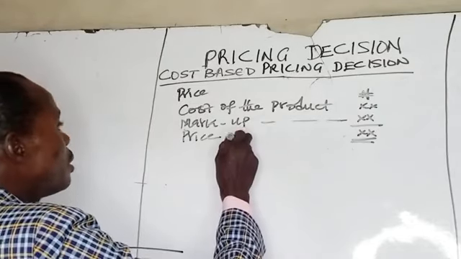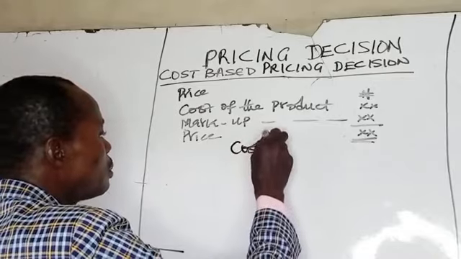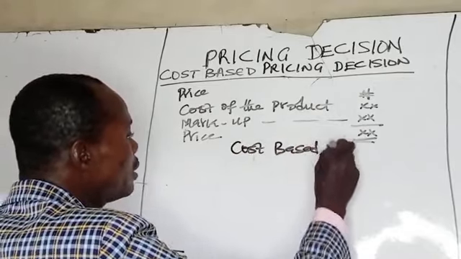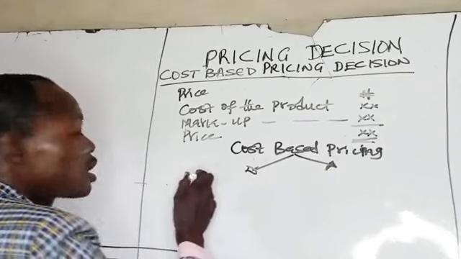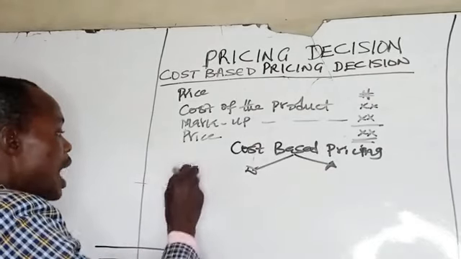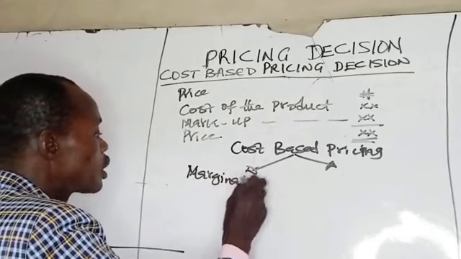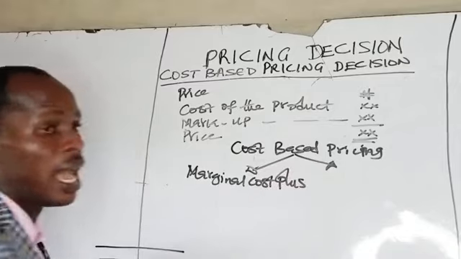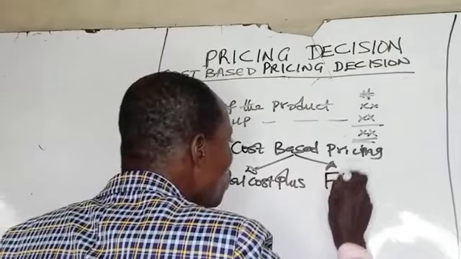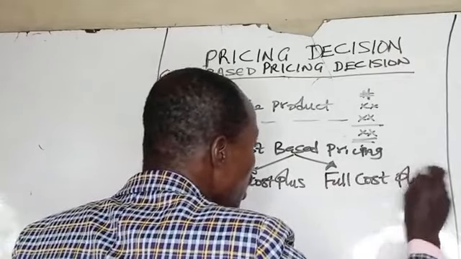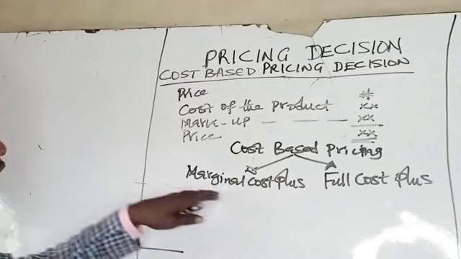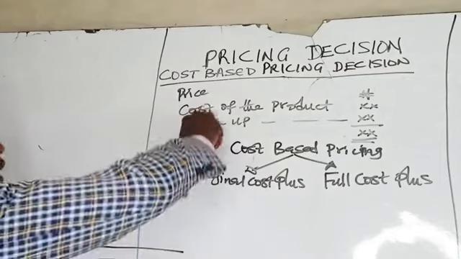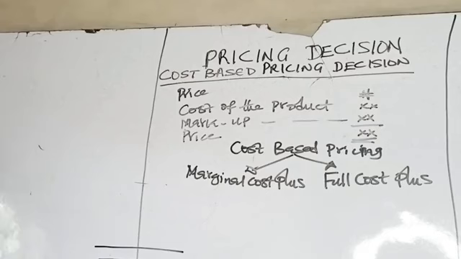So we have cost-based pricing. Cost-based pricing will be divided into two. We have marginal cost plus and the total or full cost plus. Under the marginal cost, you know the marginal costs are the variable costs. So when you determine the variable cost of the product, then you add a percentage markup to the variable cost. That will give you the price on the basis of marginal cost plus.